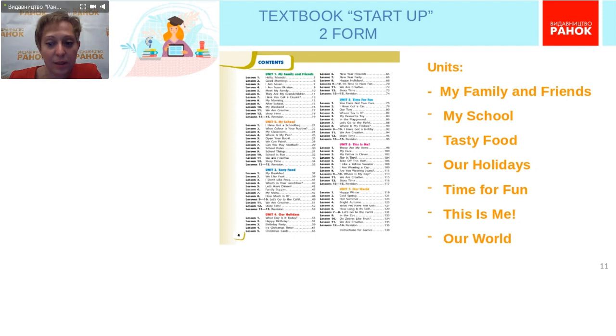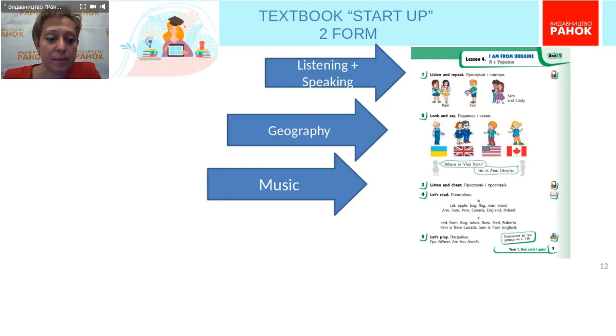For example, while studying tasty food, we can talk about a healthy lifestyle. While studying our world, we talk about environment. And while studying our holidays, we talk about traditions and customs of different countries. And these are just some of the examples. You will see some exercises which demonstrate my ideas a bit later.